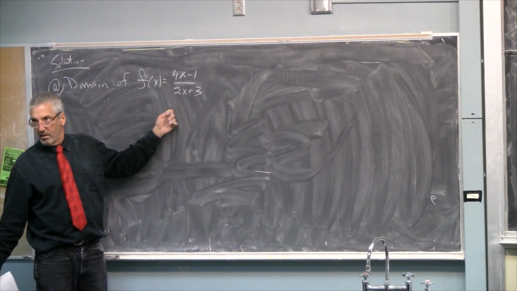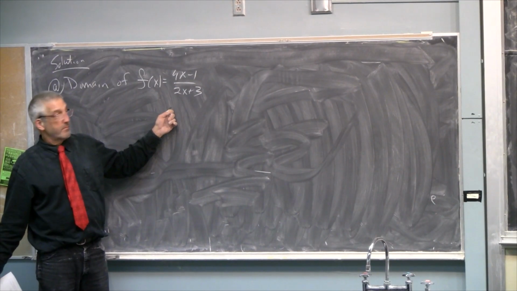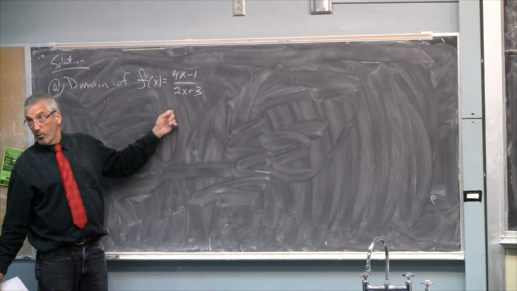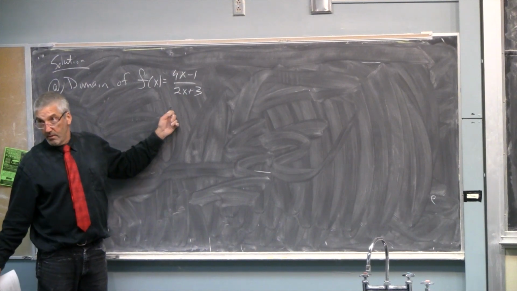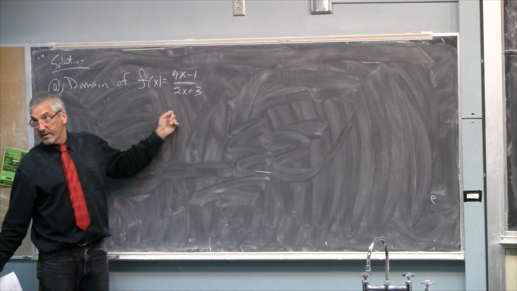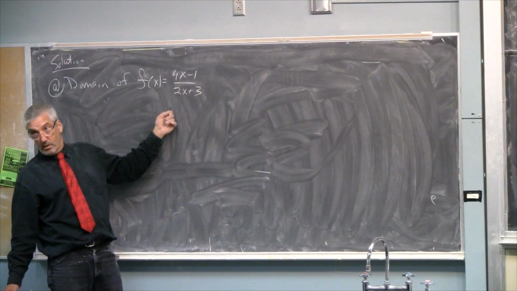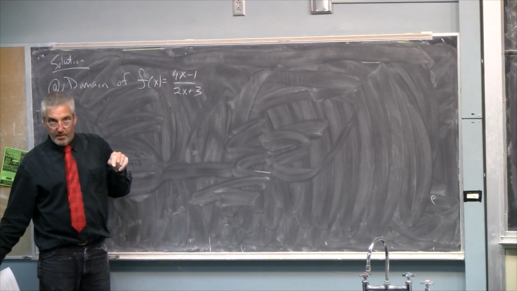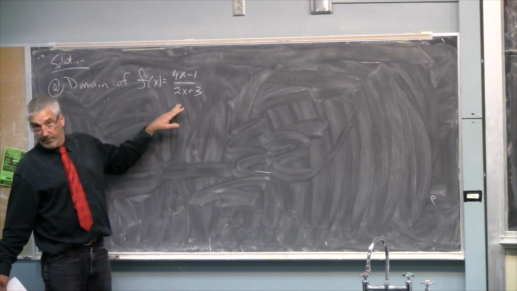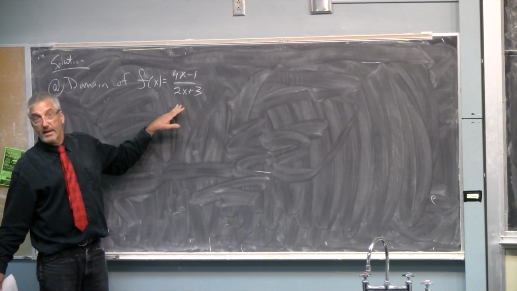Is it 1/4? No, 1/4 is okay. If x is 1/4, I would get a numerator of 0. The denominator would not be 0, so I'd get a y value of 0, which is perfectly good. But what could go wrong would be negative 3/2.